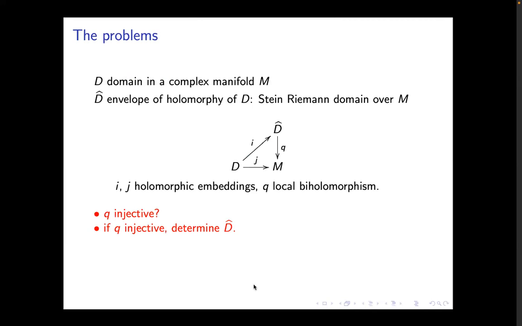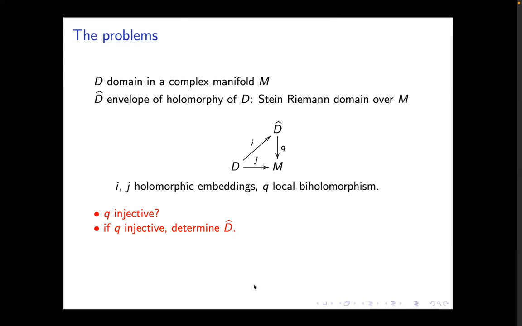If we have a domain D in a complex manifold, one of the questions is to determine the envelope of holomorphy of D. So the largest set where all holomorphic functions on D extend. In general, if M is a reasonable manifold, the envelope of holomorphy of D is a Stein-Riemann domain spread over M. It means that we have a diagram like we see now.